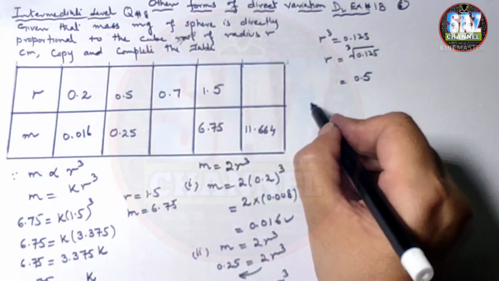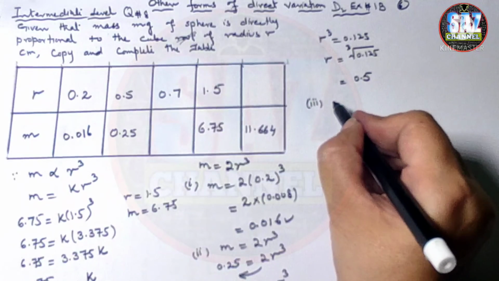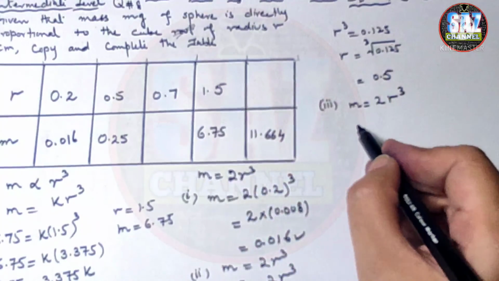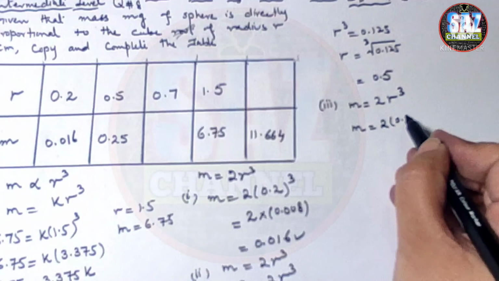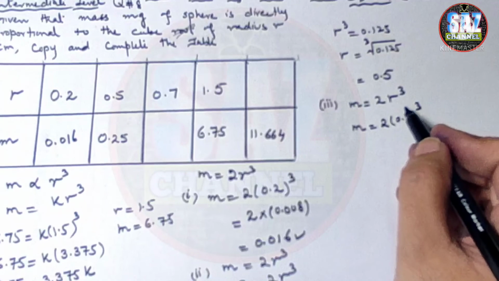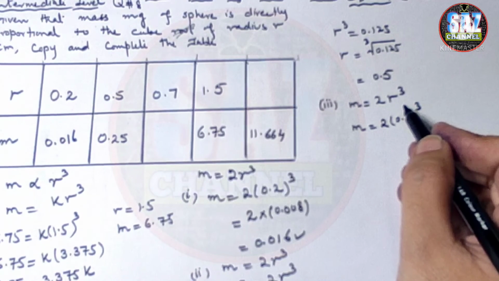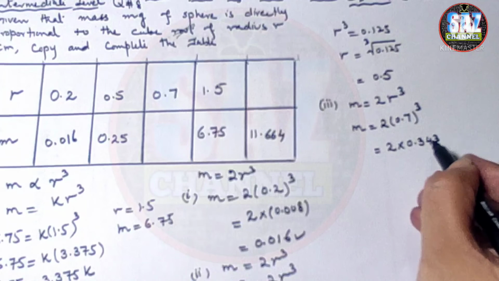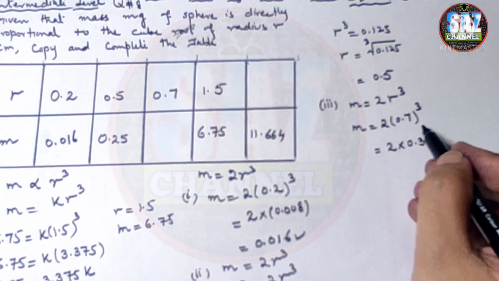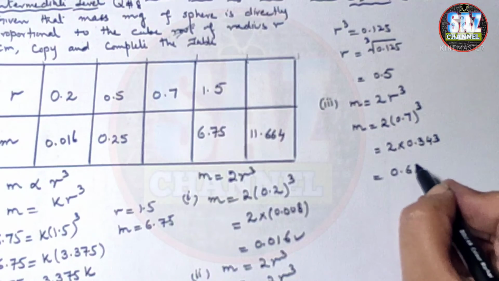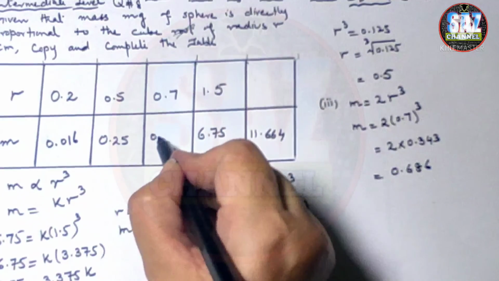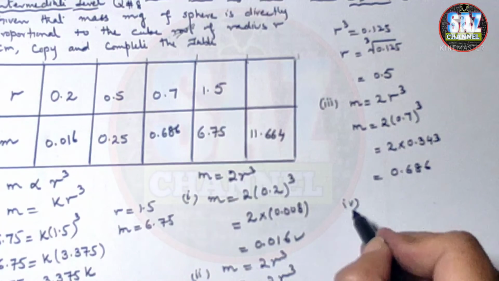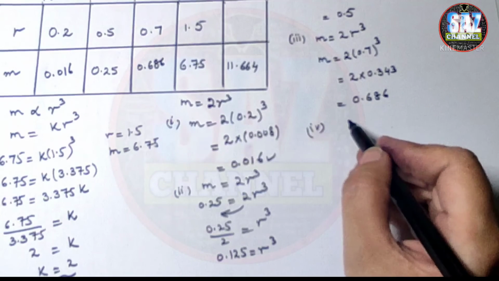Moving to the third unknown. Again the relationship is m equals 2r cubed, and in this case the value of r is 0.7. m equals 2 into 0.7 cubed, and 0.7 cubed, 0.7 times 0.7 times 0.7, and this is 2 times 0.343. Multiplying it by 2, this is 0.686. Then the next value is completely known, and the fourth unknown is the value of r, and for that the value of m is given.